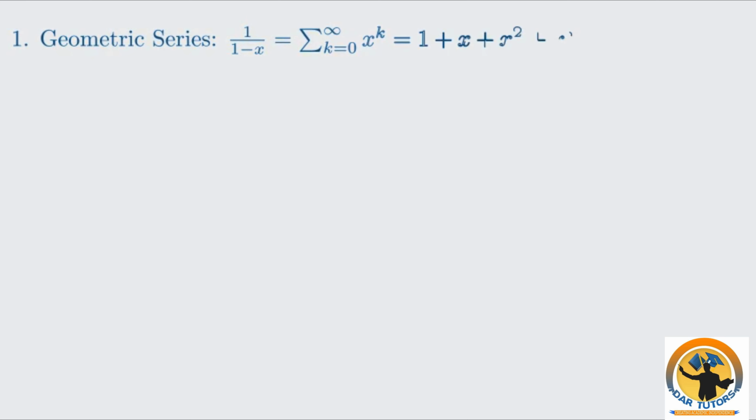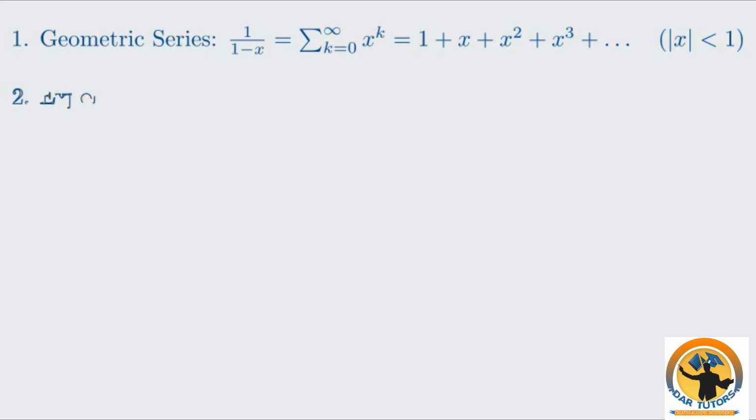Let's start by listing the essential Maclaurin series you should be familiar with. These are the building blocks for everything we'll do. First, the geometric series for 1 over 1 minus x, which is the sum of x to the power of k, or 1 plus x plus x squared, and so on. This is valid for the absolute value of x less than 1.